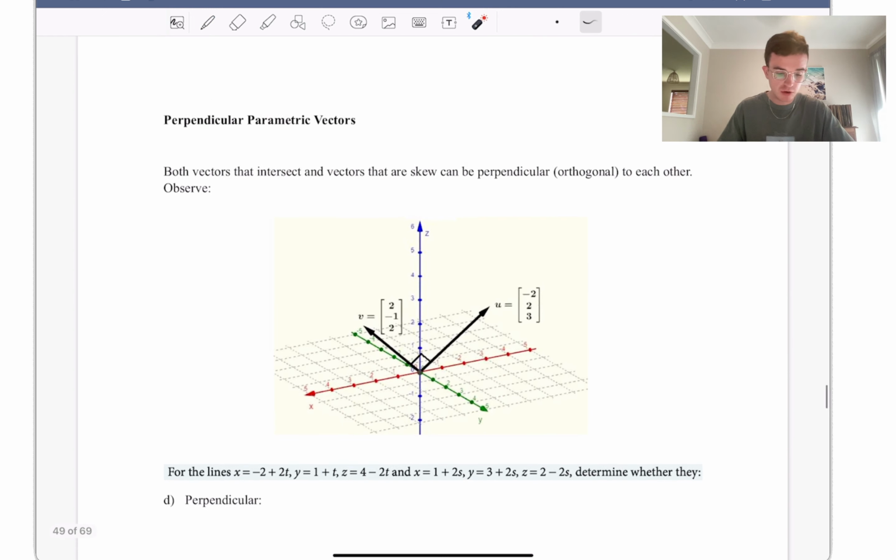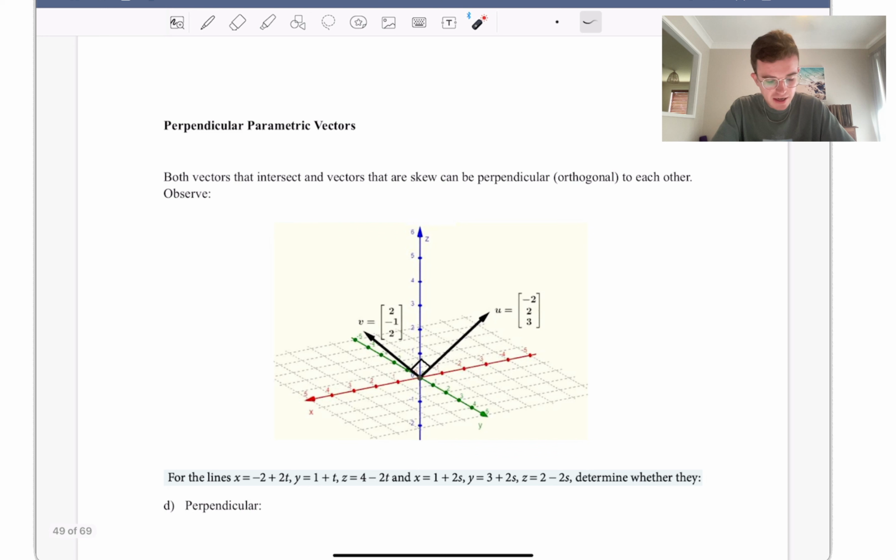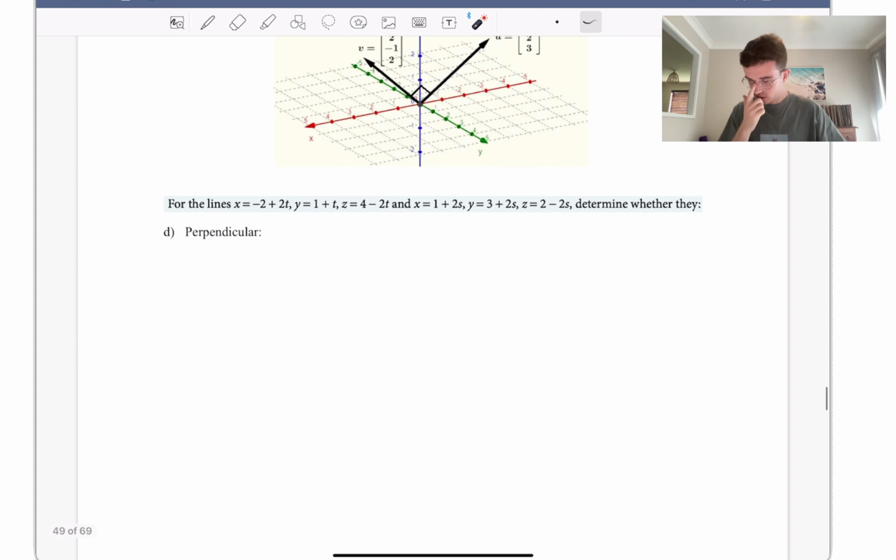Perpendicular parametric vectors. Now, both vectors that intersect and vectors that are skew can be perpendicular to each other. So even if they don't go through each other, they can still be perpendicular to each other. I've got my two arms here, and I move my arms away. They're still perpendicular to each other, but they're not touching each other, so they still can be perpendicular or orthogonal to each other. And of course, if my arms are touching, they're perpendicular and at right angles. So let's determine whether these lines are perpendicular.